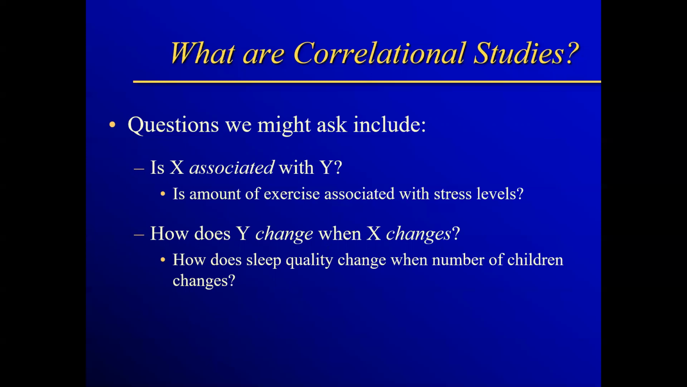We could see, how does Y change when X changes? We're not saying how does Y change X. We're just saying, how does Y change when X changes? What's the relationship there? So how does sleep quality change when number of children changes, right? Probably participants who report having more children have lower quality sleep. Just asking about the relationship between two variables, not saying one causes the other. We're just looking at the naturally occurring relationship between the two.